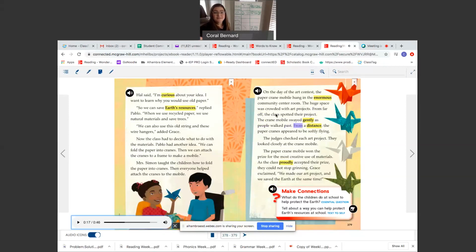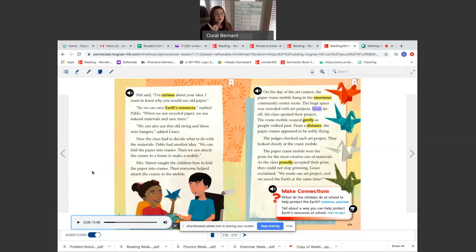I missed one. Enormous. Let's start that page again. On the day of the art contest, the paper crane mobile hung in the enormous community center room. The huge space was crowded with art projects. Okay, enormous, enormous. Listen to the context clues.